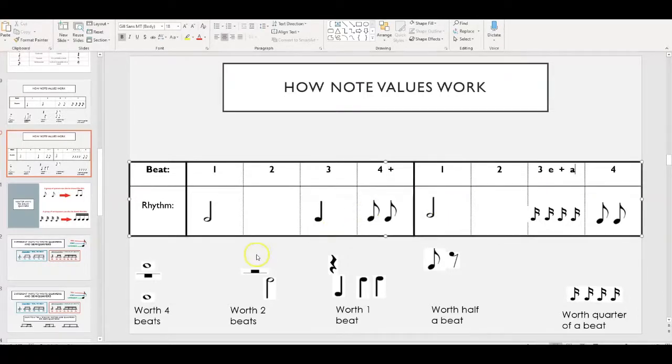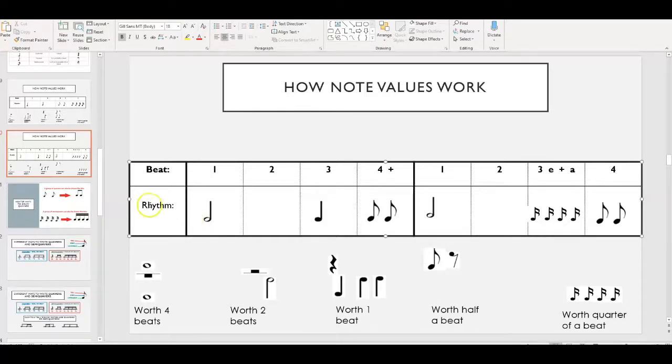So let's try that. 1, 2, 3, 4. 1, 2, 3, 4, and 1, 2, 3 E and A, 4 and. Okay, cool. So that's another way to count those rhythms. But you're welcome to keep using the Cokes and the Fantas if it helps you.